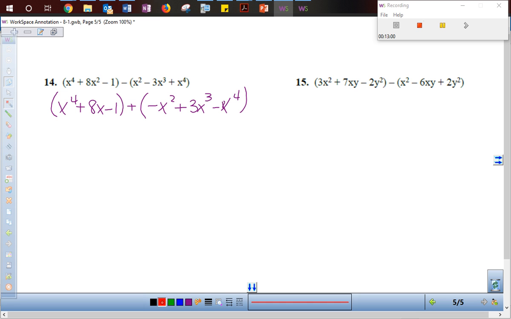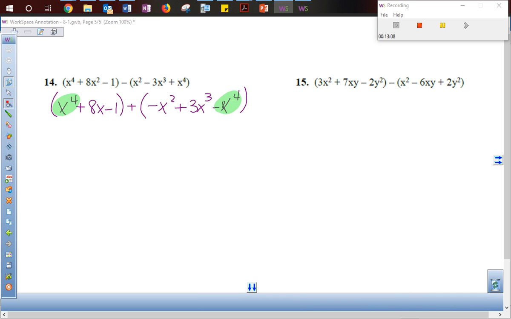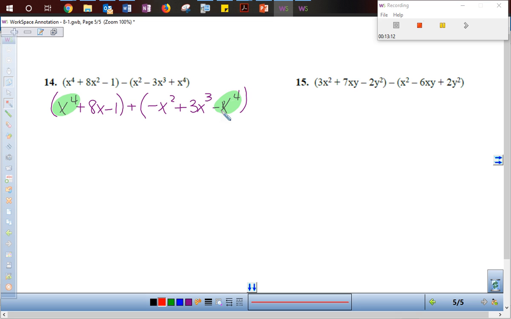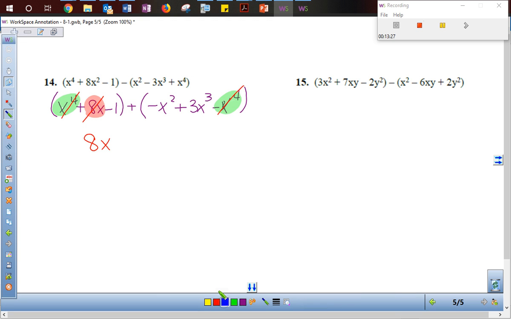Now, let's combine our like terms. So I have an x to the 4th here, and it looks like I've got an x to the 4th over here. But if you'll notice, this one's positive 1 and this one's negative 1, so they really just cancel out. The next thing is I have an x to the 1st here. Well, I don't have any other x to the 1st, so that 8x is going to come down. Then I notice that I have a constant here. Again, I don't see any other constants, so this guy's just going to come down.